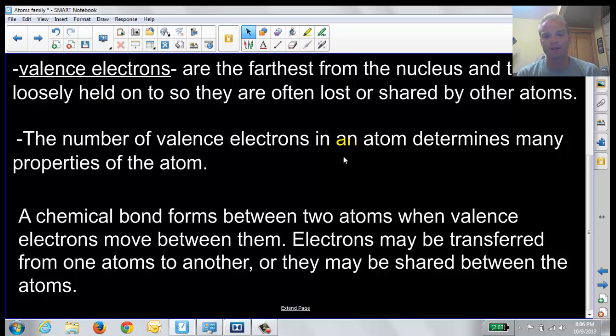And finally here, we have what happens with these valence electrons. We say they can cause different elements to bond together. So a chemical bond forms between two atoms when valence electrons move between them. These electrons may be transferred, like they give them or they take them. They also can be shared, sometimes equally sharing, sometimes unequal sharing, almost like a tug of war where they're pulling on. They're both using that electron to complete that outermost shell.